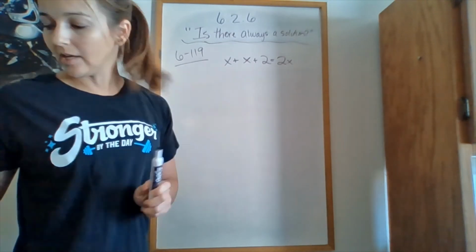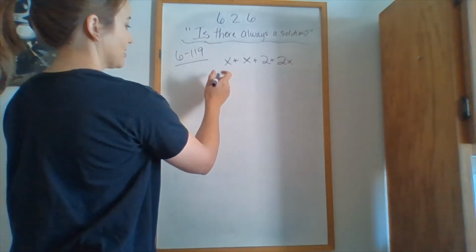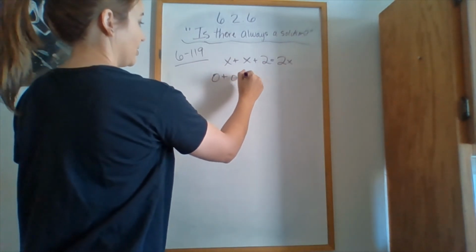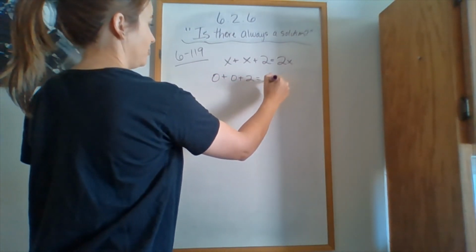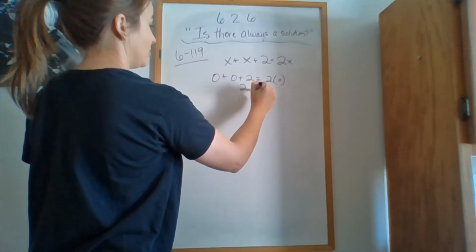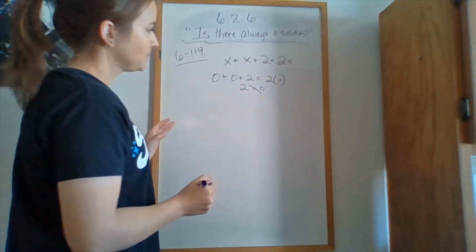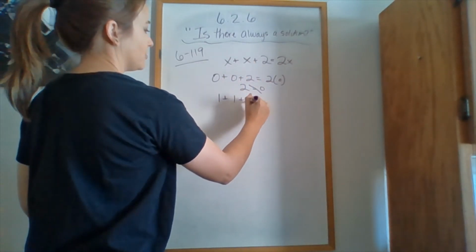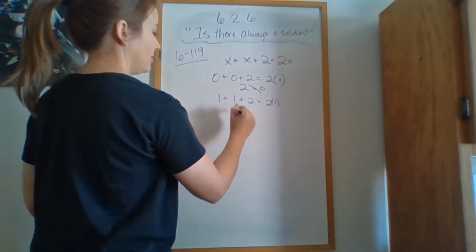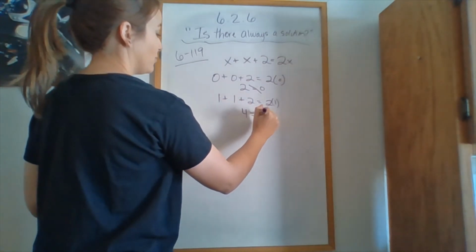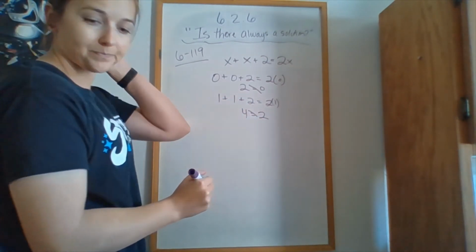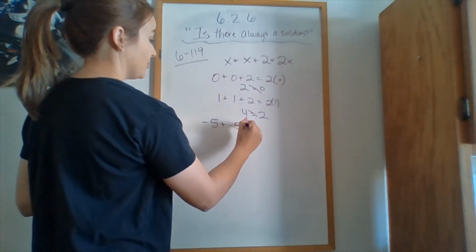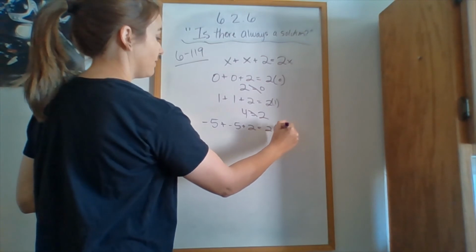So I'm going to plug in 0 for x, and this is part B. So 0 plus 0 plus 2 equals 2 times 0, so that's 2 equals 0, does not work. So 0 is not a solution. Let's try 1. 1 plus 2 equals 2 times 1. 2 plus 2 is 4. 2 times 1 is 2. Nope.